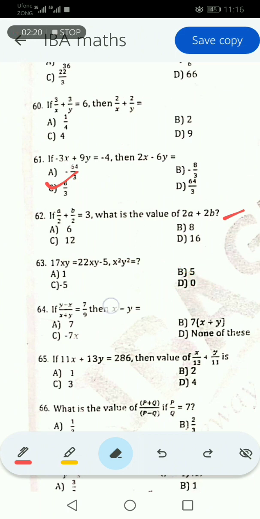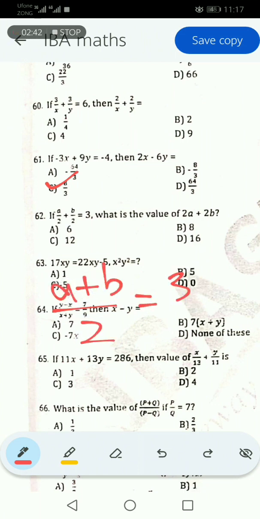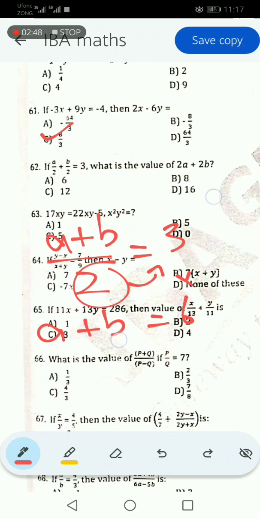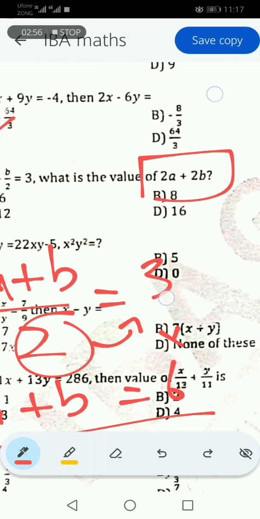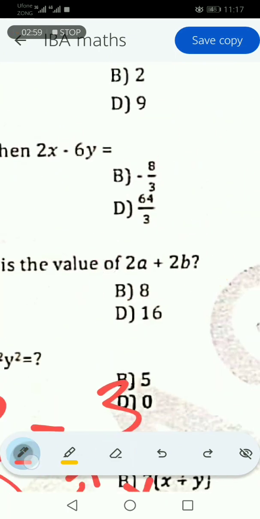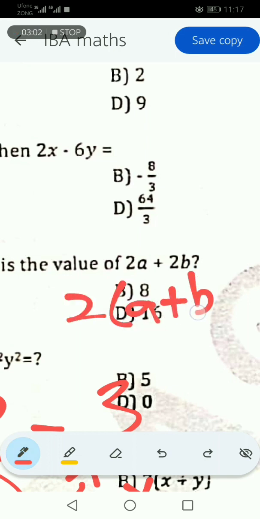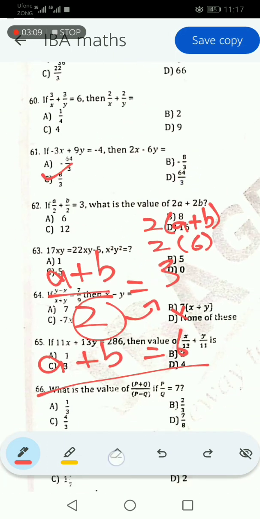Let's move on to another question. This question is simple. First you have to solve the LCM form, because whenever two terms are given in division form, you can simply take the LCM to solve it. First take the LCM, which will be 2, and the equation will be a plus b equal to 3, so a plus b will be equal to 6. Then 2a plus 2b will be equal to what? If I take 2 common, a plus b will be left. We know that the value of a plus b is 6, so our correct answer should be 12. So option C is correct here too.